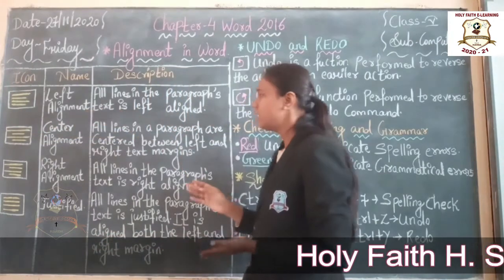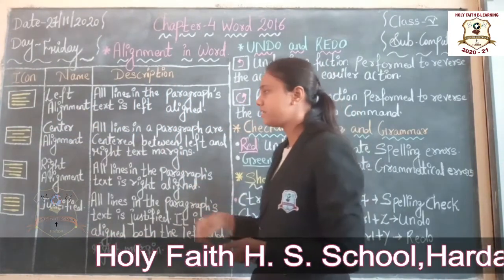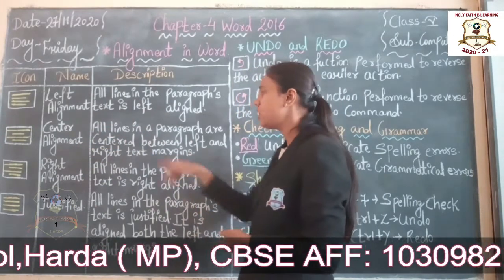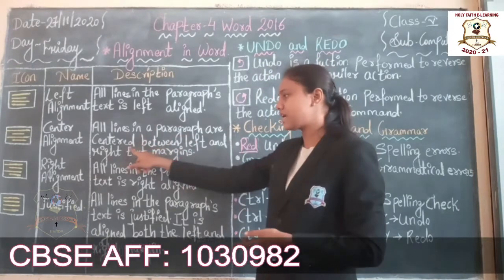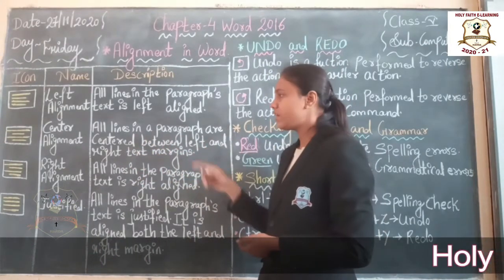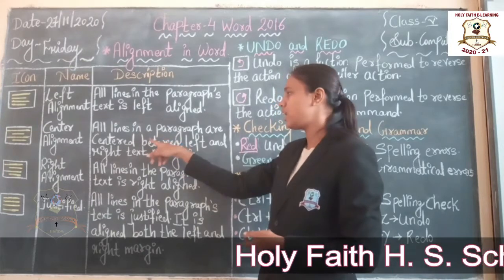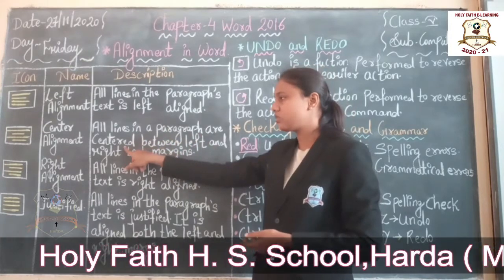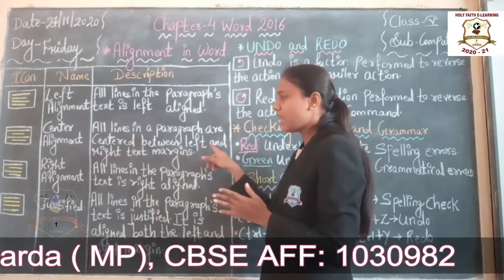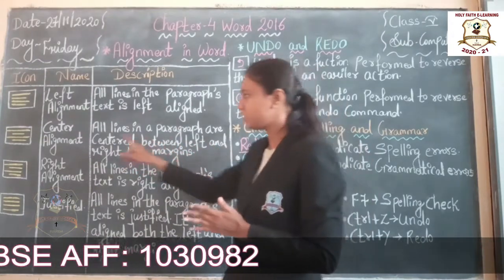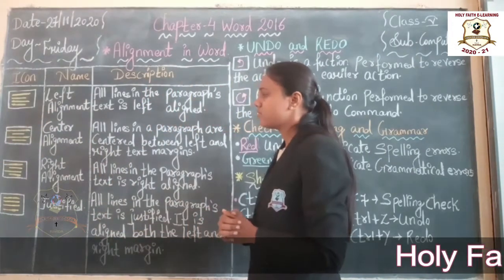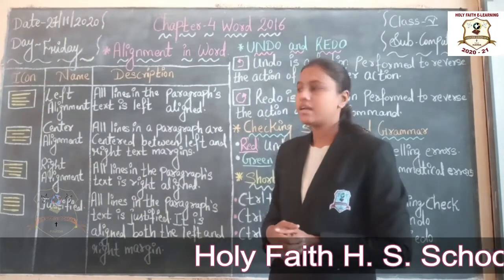Clear? Now next, when you click on the second one, that is center alignment, what happens? All lines in the paragraph are centered between the left and right text margin. All the lines will be centered, between the left and right text margin. Like this, zigzag.